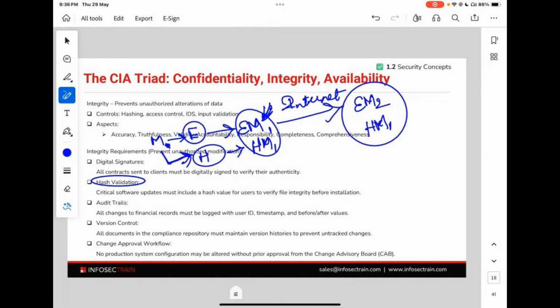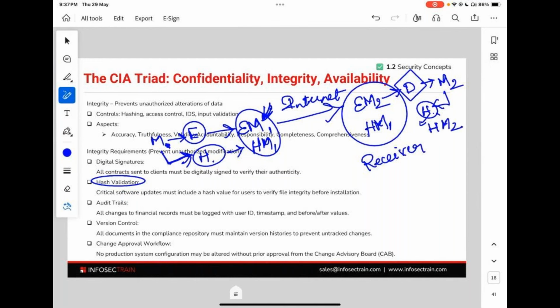Now, when the receiver receives this information, what he will do first is decrypt this data, right? So he'll pass this through a decryption algorithm. What he will get is a message M2. The receiver will also pass this M2 through a hashing algorithm, and if you see, this hashing algorithm and this hashing algorithm are the same. So what he will receive here is an HM2.